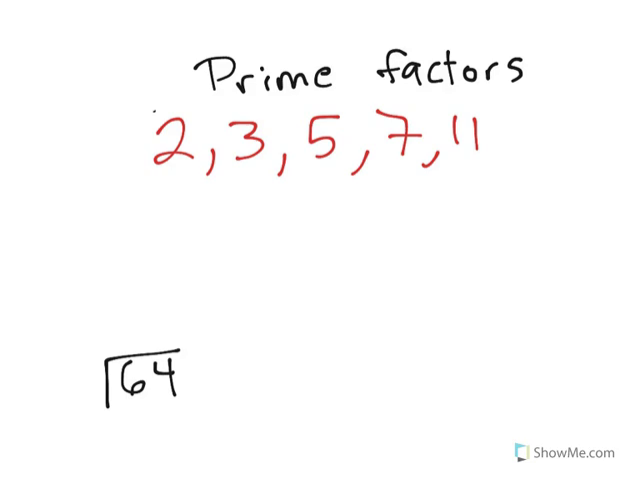So it's a step-by-step process. The first thing we do is we look at 64 and we ask ourselves, is 64 divisible by 2? And of course it is. So we'll do 2 goes into 64 32 times. So then we'll do it again. Does 2 go into 32? And yes, it does. So 2 goes into 32 16 times.